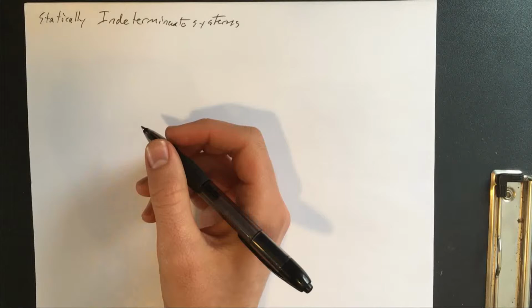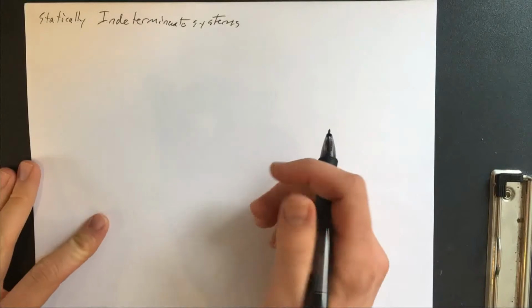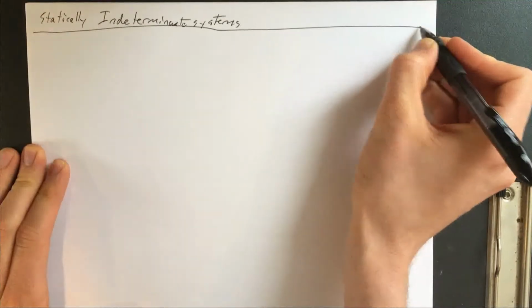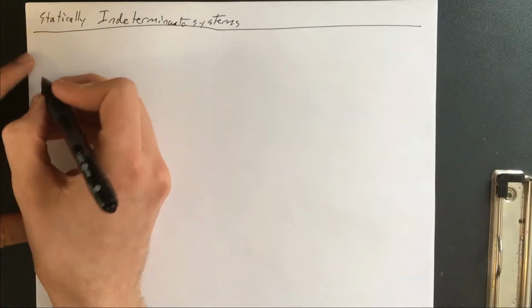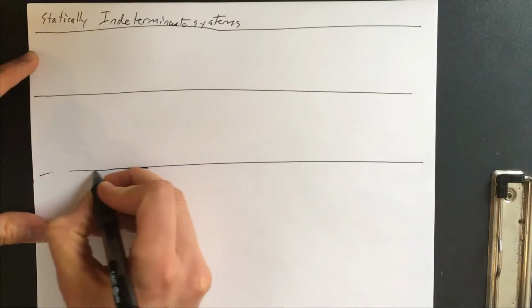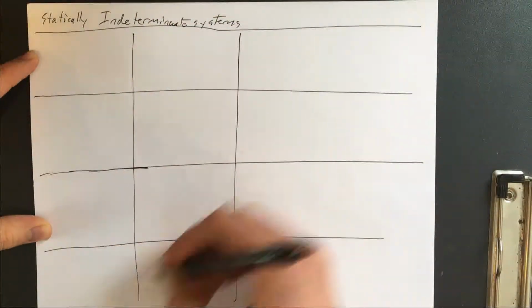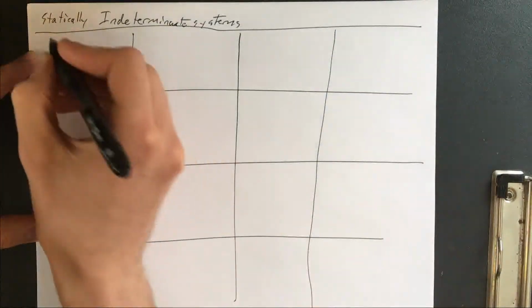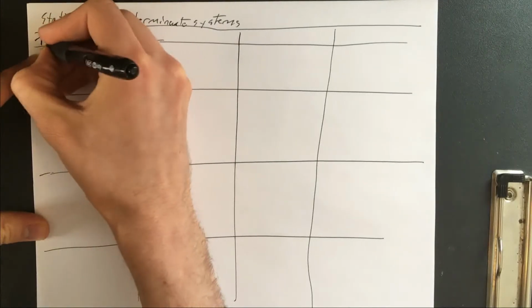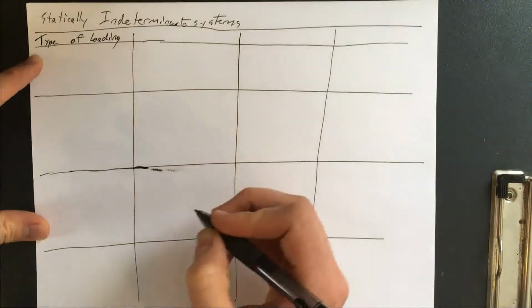It turns out that we can break up types of statically indeterminate systems into various loading or deformation configurations. So let's make a chart. This chart's going to have 4 rows and 4 columns. And the headings here: first we'll talk about the type of loading, basically what configuration it's going to be in.